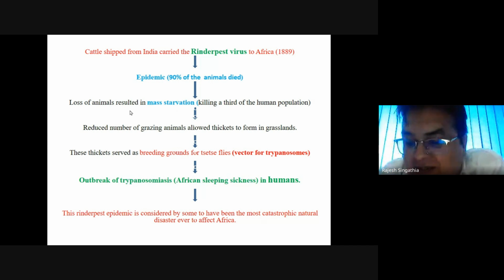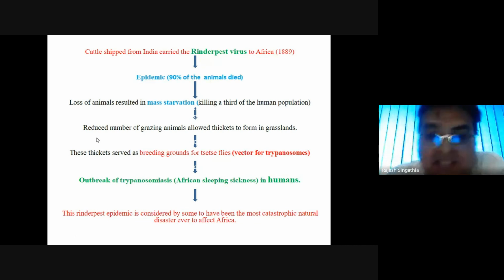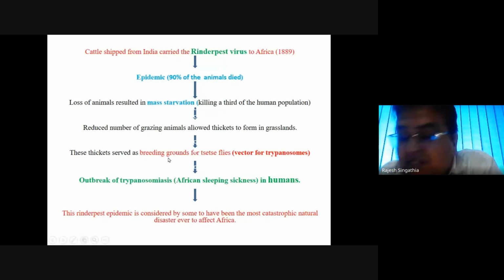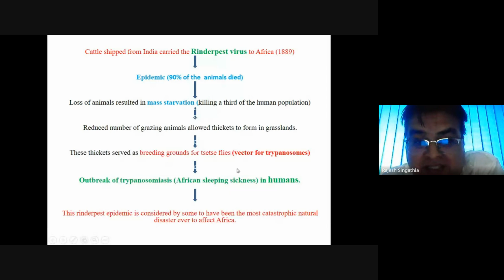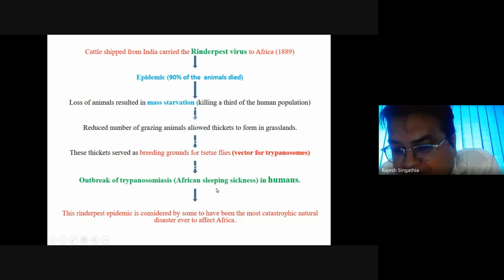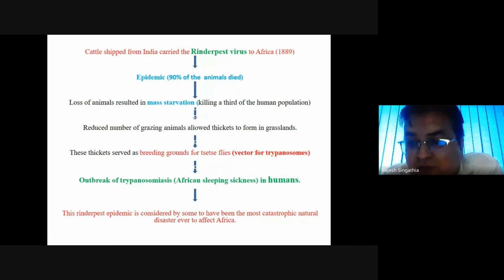After that, the reduced number of grazing animals allowed thicket to form in grassland, and these thickets served as a breeding ground for the tsetse fly. This tsetse fly is a vector for the trypanosoma, which causes African sleeping sickness in human beings. So this is a disease which only affects animals, yet can have a large public health impact.